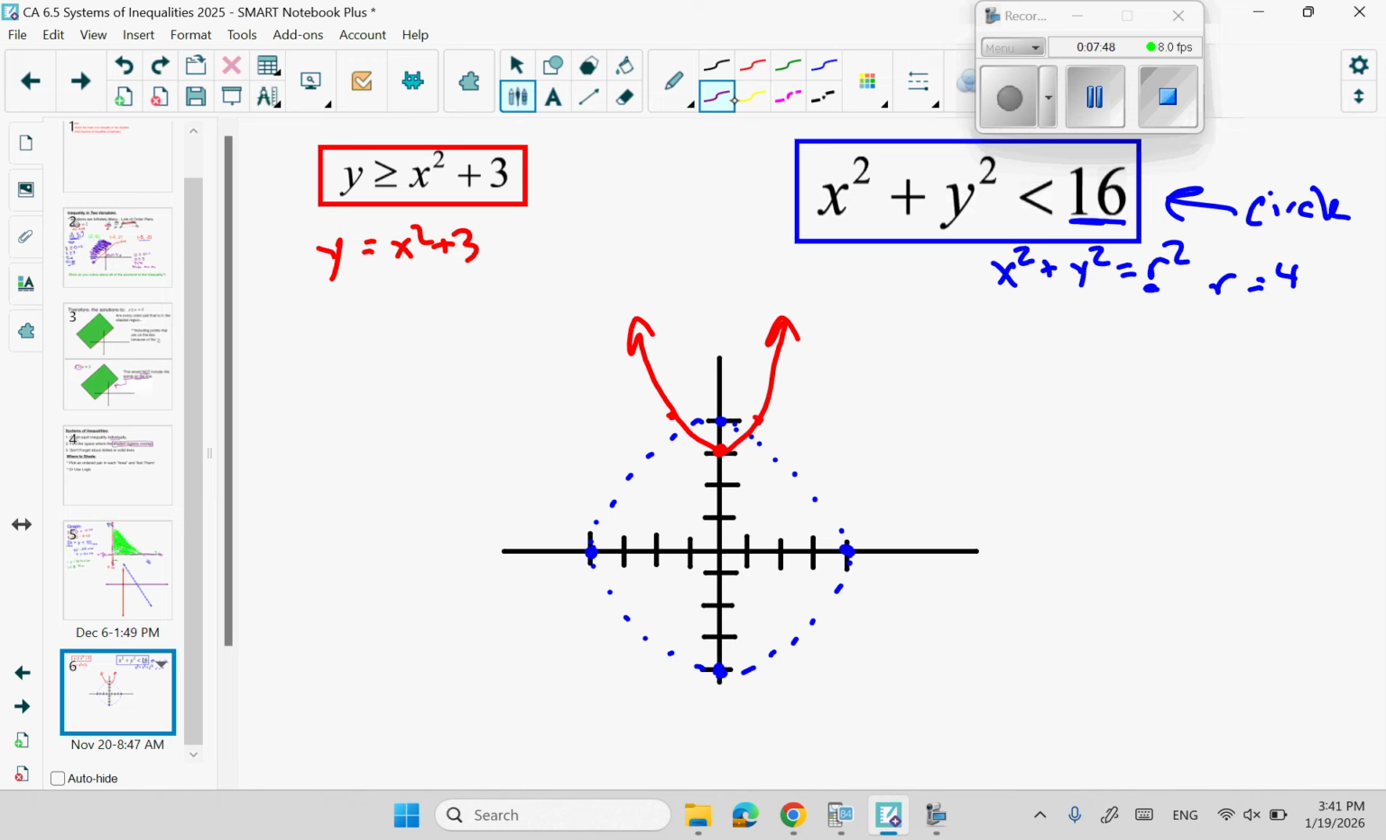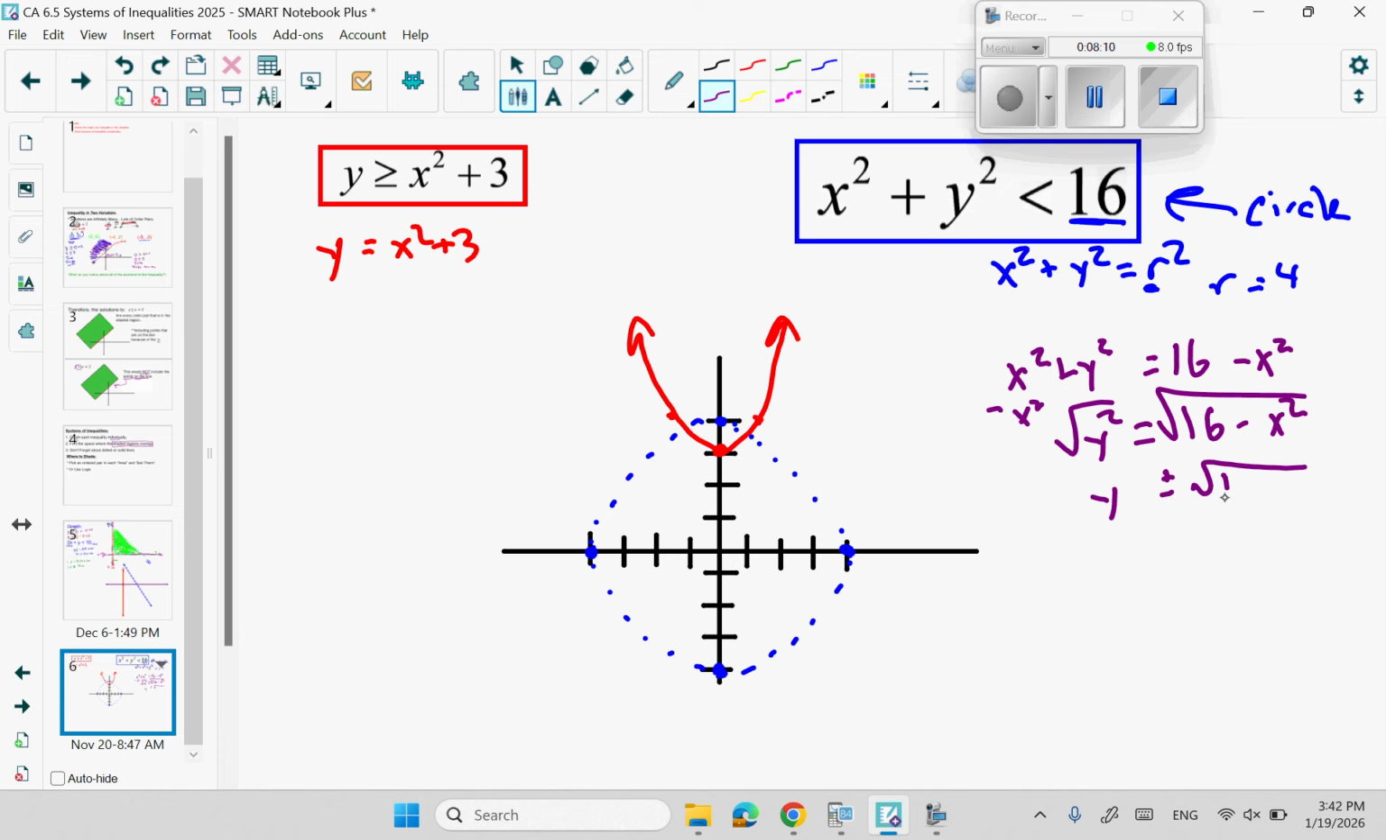If you didn't recognize that, I could still solve for y. So I could do x squared plus y squared equals 16, so y squared equals 16 minus x squared, square root both sides. Now the thing is, we're square rooting, so I would get plus and minus the square root of 16 minus x squared. Well, how do I account for this? Well, because I'm doing inequalities, I could leave the inequality with the original, 16 minus x squared, and I could flip the inequality with the negative sign.